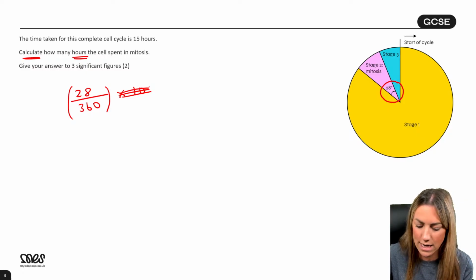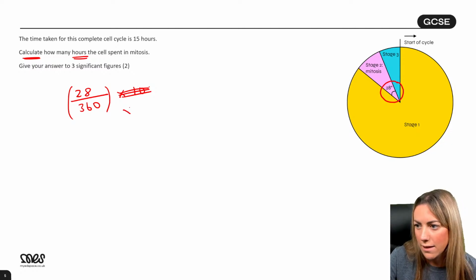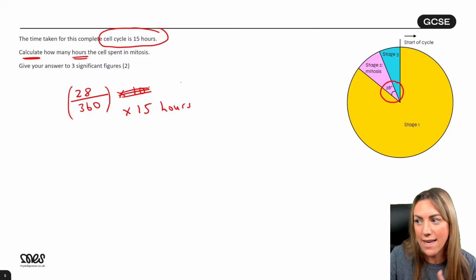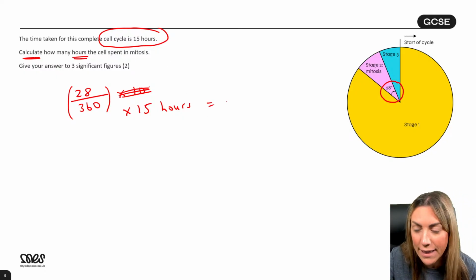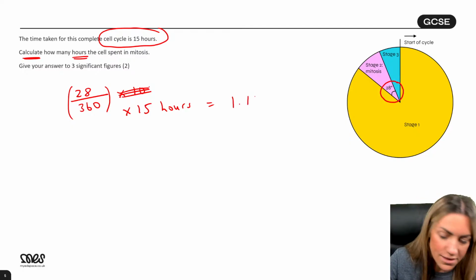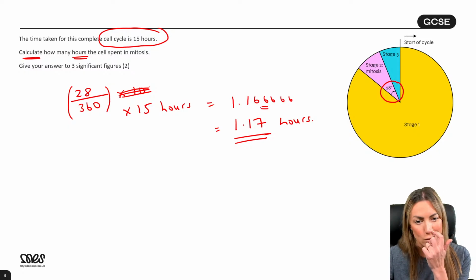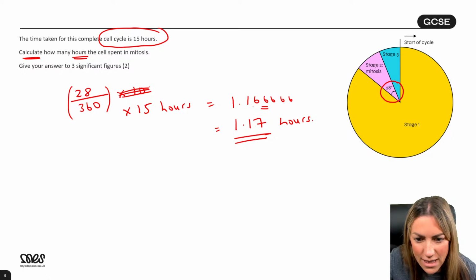So 28 divided by 360 times by 15 hours. Yes. Times it by the 15 hours. So we're working out a proportion of the cell cycle. Now my calculator says 1.16 recurring, which means 1.166666, right? So if I want to give it to 3 significant figures, that's going to be my final answer. I'm going to have to round up because I've got 6s there, which are bigger than 5s. So I'm going to round up and give it as 3 sig figs.